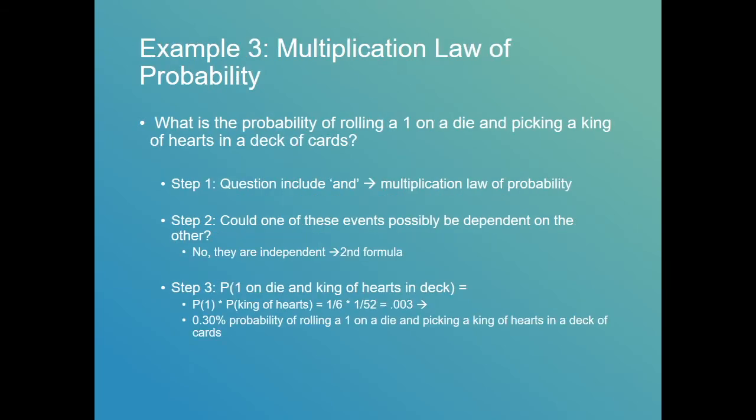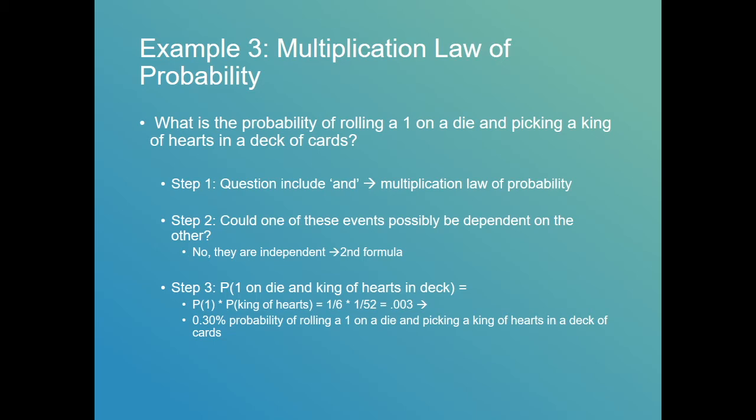So an example using this multiplication law, we want to find out the probability of rolling a 1 on a die and picking a king of hearts in a deck of cards. I know this is not a great health related example, but it's the easiest way to get this across simply. The question includes and, so that's our first step. So we know when a question includes and, we're using the multiplication law of probability. And could one of these events be dependent on each other is the second step. Could they be dependent on each other?